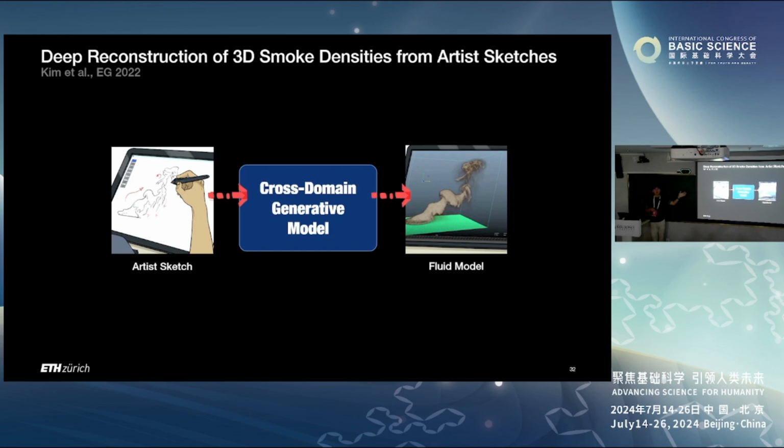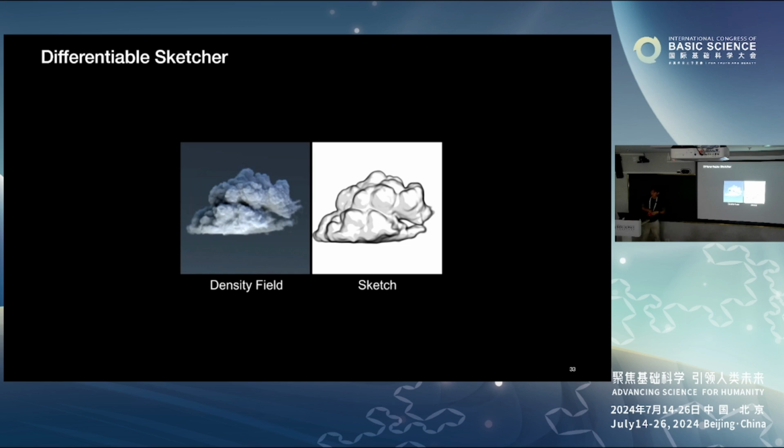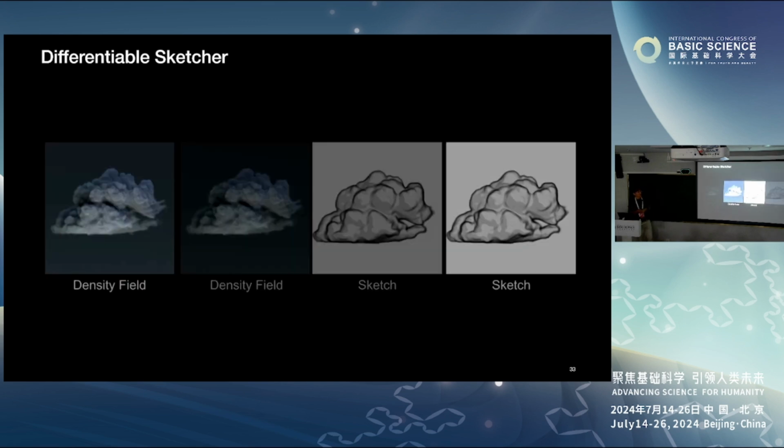Let's say we have 1 or 2 artists, they can draw, I don't know, 5 to 10 sketches per day. Then to train the network, we need maybe 10,000, 20,000 fluid sketches. I mean, it would take forever. So what we did was just to implement a differentiable sketcher.